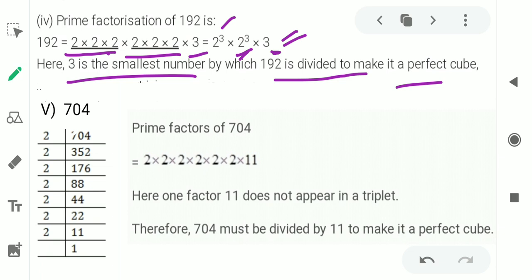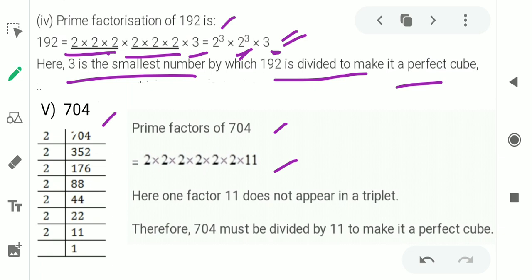Now, fifth part, 704. Firstly, you have to make the factors of 704. You will get the prime factors of 704: 2 into 2 into 2 into 2 into 2 into 2 into 11. These are the factors of 704.